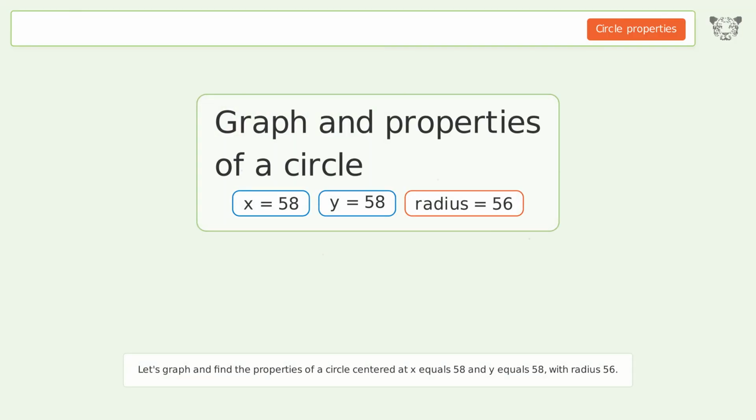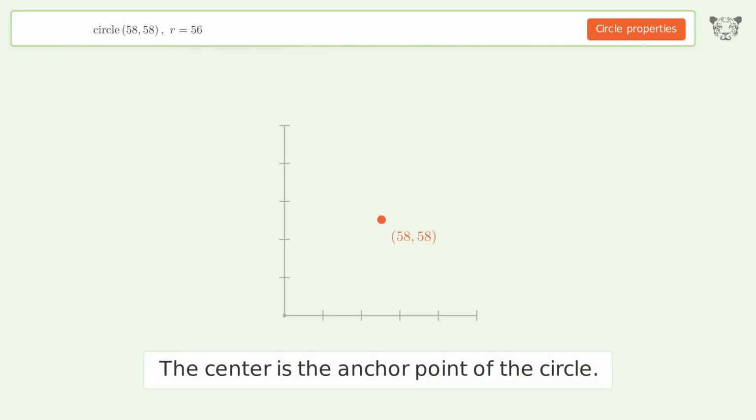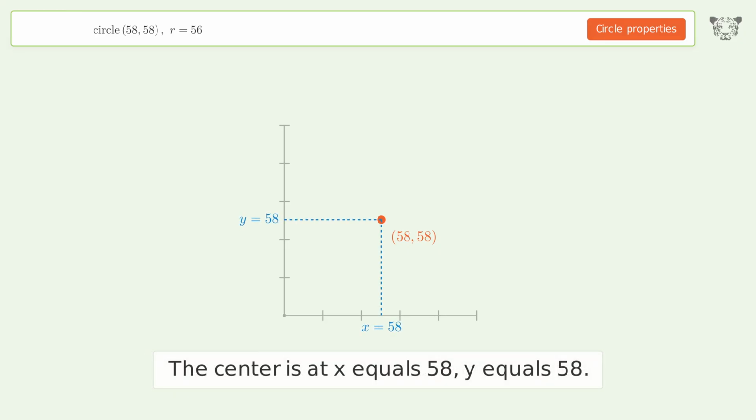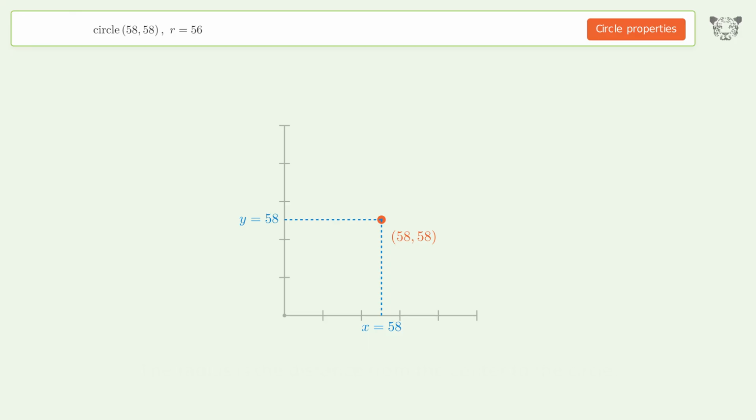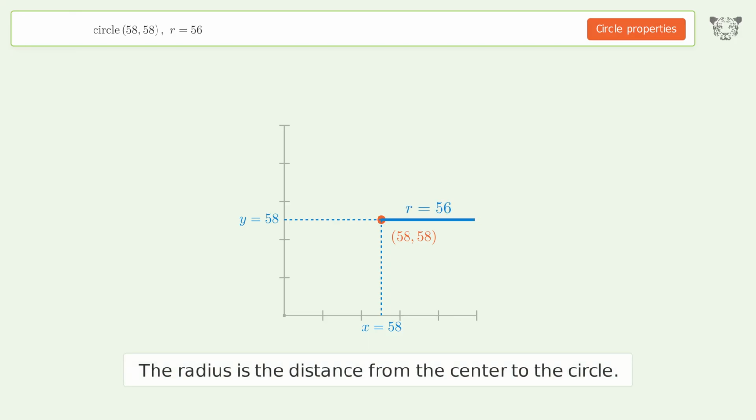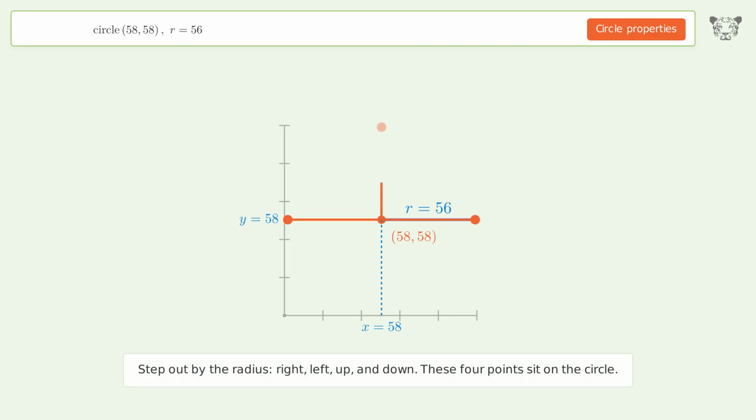Let's graph and find the properties of a circle centered at x equals 58 and y equals 58, with radius 56. The center is the anchor point of the circle. The center is at x equals 58, y equals 58. The radius is the distance from the center to the circle. Step out by the radius, right, left, up, and down. These 4 points sit on the circle.